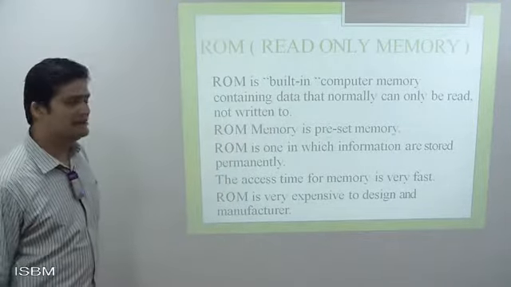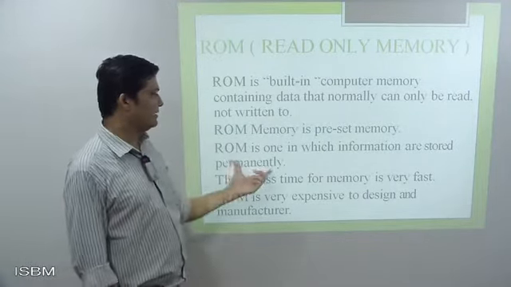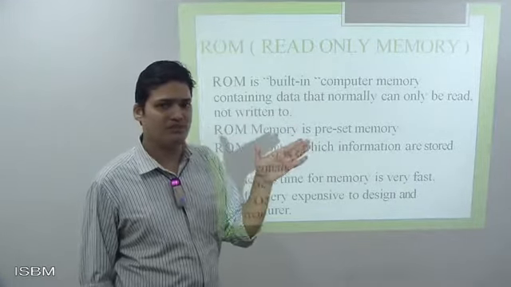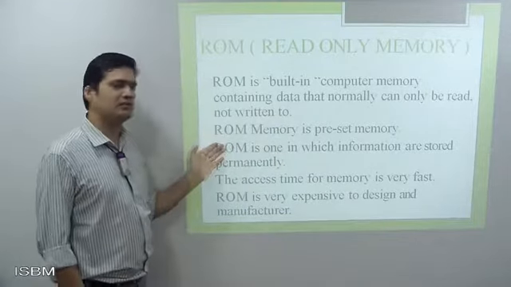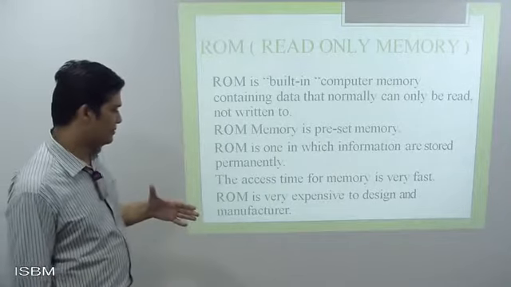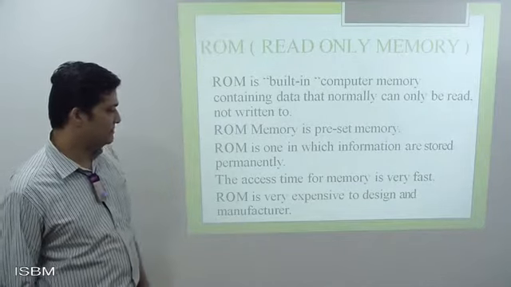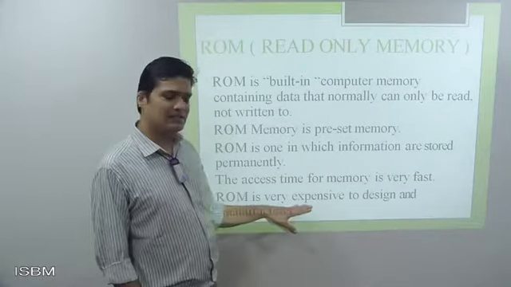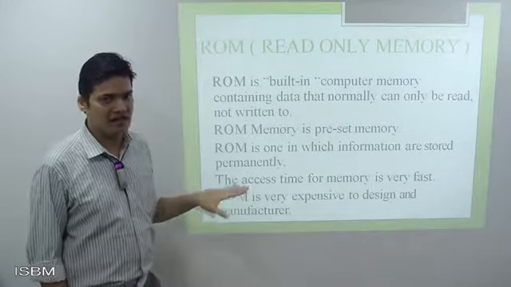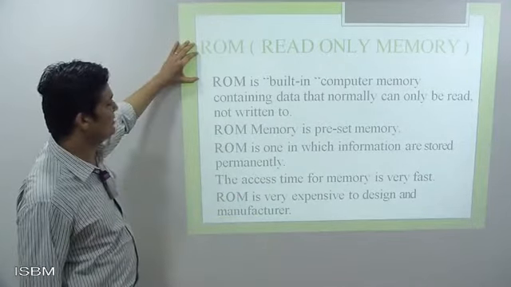ROM memory is a preset memory, as I've told you. ROM is one in which information is stored permanently. In the RAM, we cannot store data or any information permanently, but in ROM we are storing the data permanently. The access time for this memory is very fast, so compared to the RAM, it is faster. ROM is very expensive to design and manufacture. Compared to the RAM, its design is complex and cost is high. So these are some functionalities of the ROM.